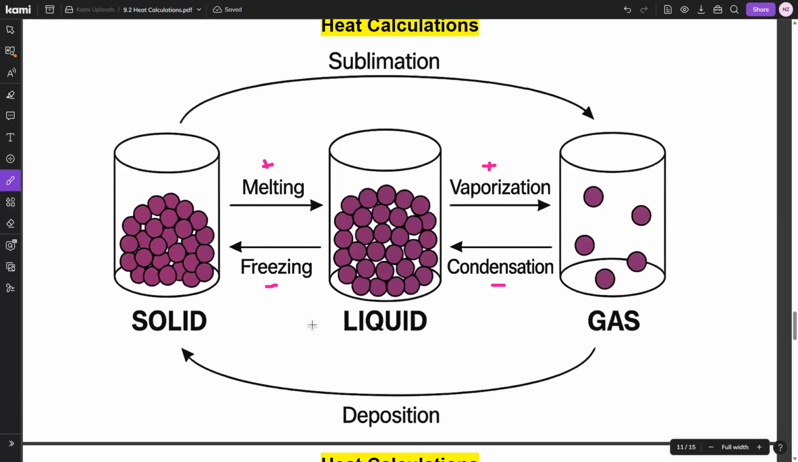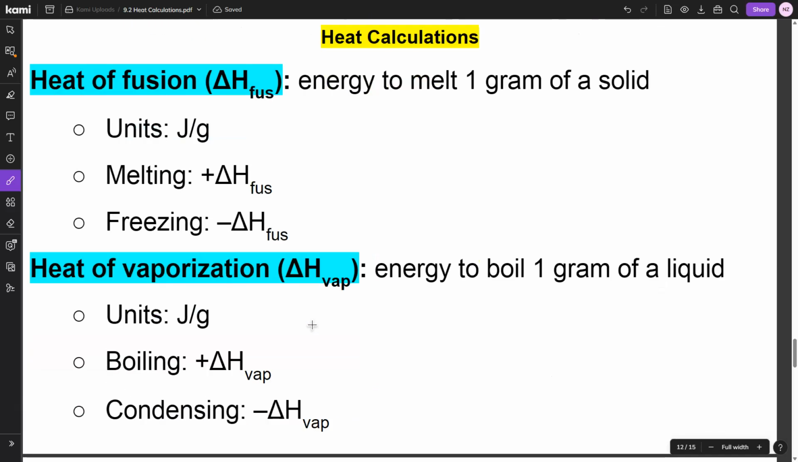Now, when we phase change, there's an amount of energy that's required. So it's either the heat of fusion or the heat of vaporization. Fusion is where you go from liquid to solid, or solid to liquid. It can go either way. When you are melting, it's positive. When you're freezing, it's negative.